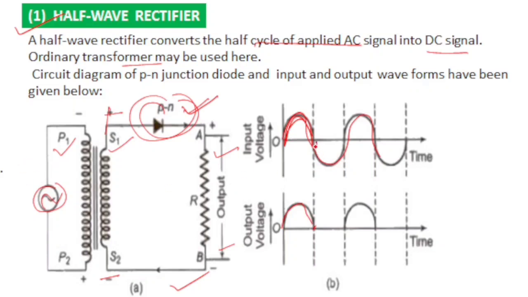Now during the negative half cycle, what happens? This end is negative and this end becomes positive. Negative means this P is connected to negative, which means reverse bias, and it offers very high resistance and no current flows through it. So during the negative half cycle, current is zero. Then again during the next positive half cycle, it conducts current because it is in forward bias. Then in the next negative cycle, it is in reverse bias, no current flows. In this way, unidirectional current is obtained and this AC is converted into DC, but only the positive half cycle is converted. In the negative half cycle, no current flows. That's why it is called half wave rectifier. It only rectifies half of the input into DC.